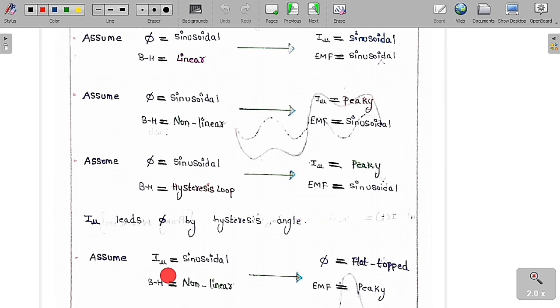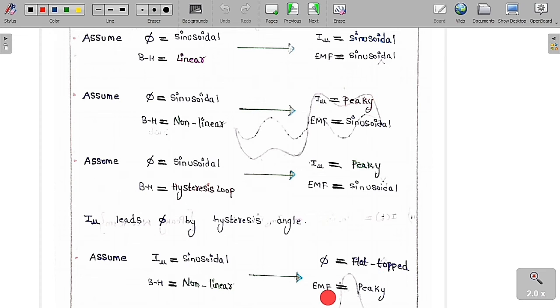Suppose I want I mu to be sinusoidal for a non-linear BH loop. Then what is the nature of the flux we are going to get? Suppose I give I mu as a sinusoidal current and the BH loop is non-linear, then what is the nature of the flux? Then we are going to get a flat topped waveform. So we are going to get a flux of flat topped waveform.